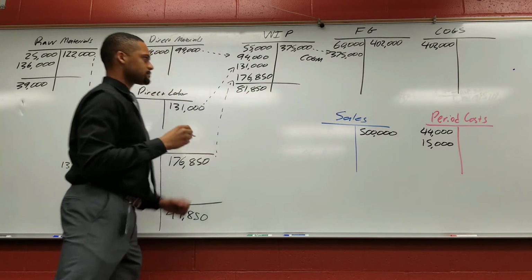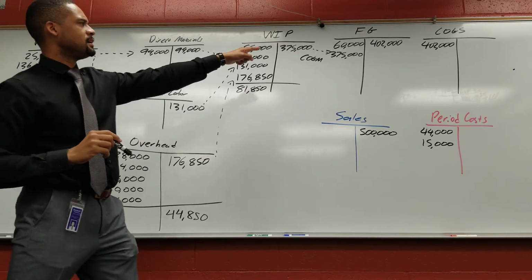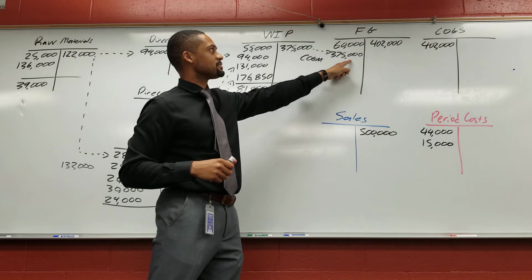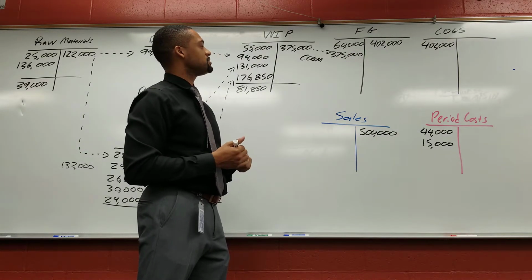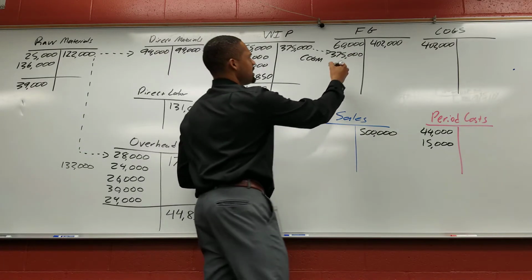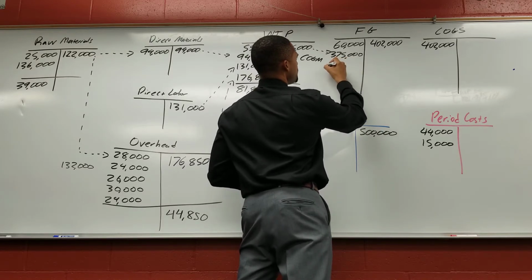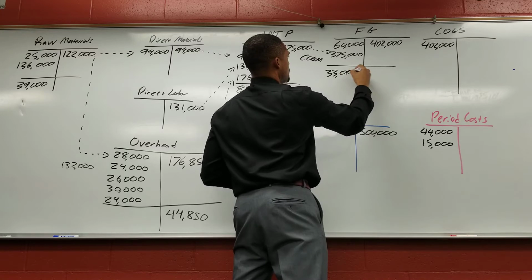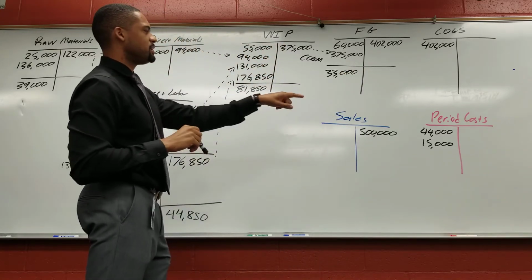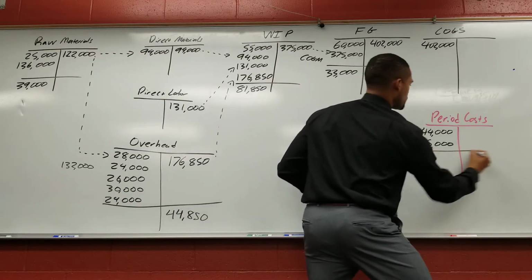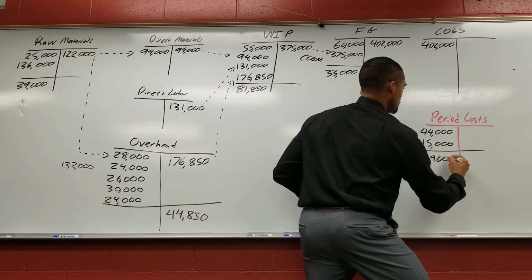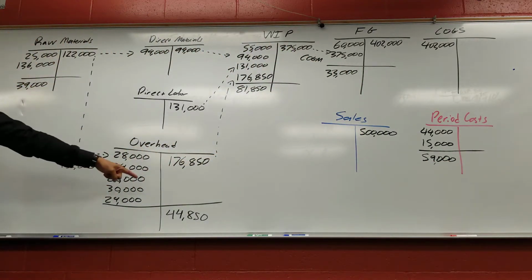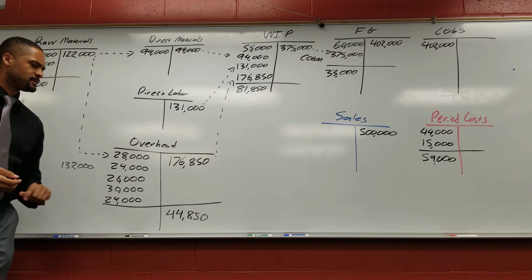81,850. Okay, finished goods. We had 60 to begin with. We manufactured 375,000 and we just sold 402, which should leave us with, I believe, 33,000? Yes. All right. And then period cost below here, this is a total of 59,000. Not too essential yet. Find this overhead account. We got to deal with that.